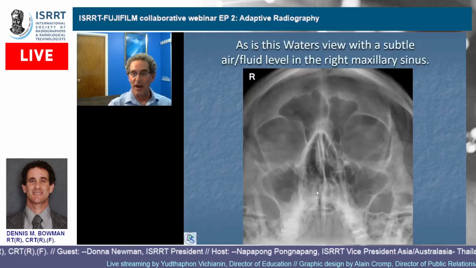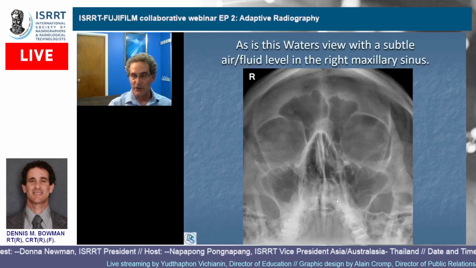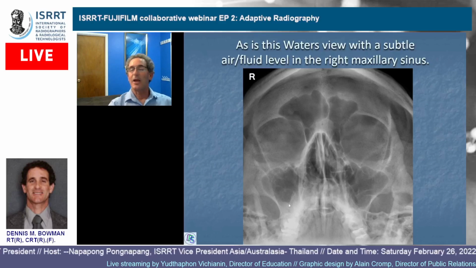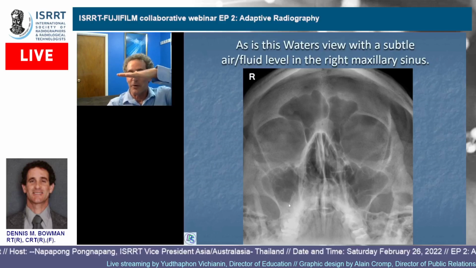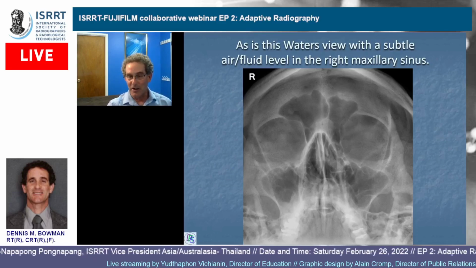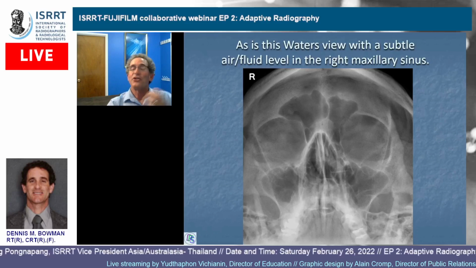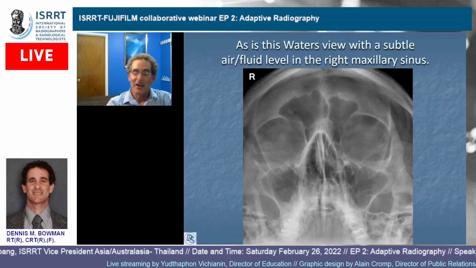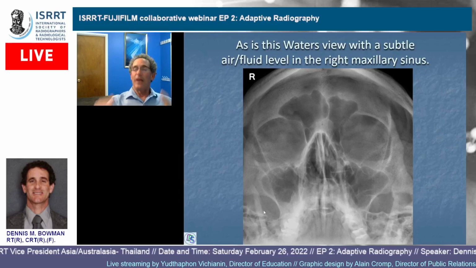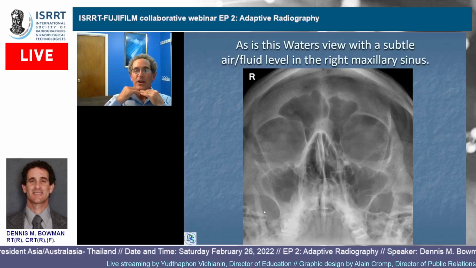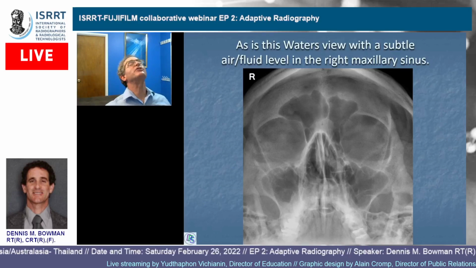Or here on a Waters view, you can see that here's the perfect sinus, a nice open sinus. And here there is some kind of a level going on. It might not just be pure fluid because it's not a perfect line, but it's still some version of fluid in there. And then that's again, right? Let's say the patient, you got to put the patient like that to do a Waters.